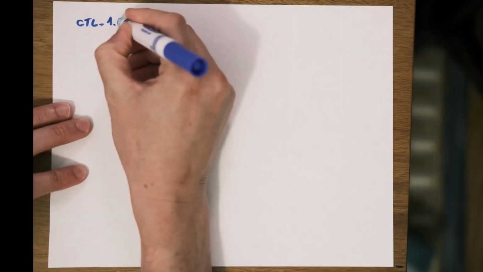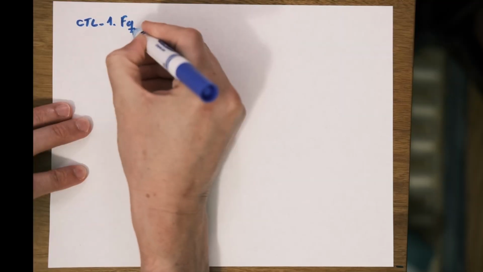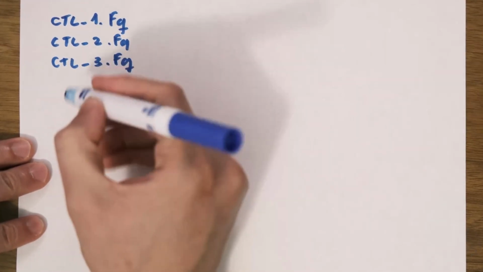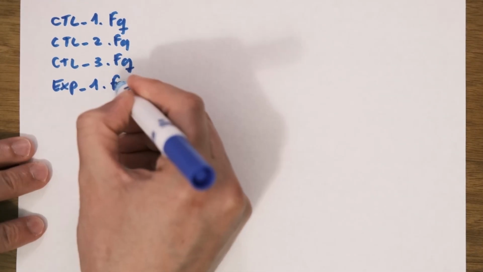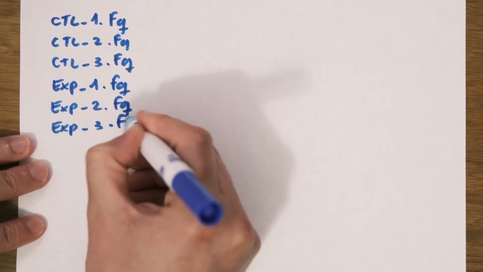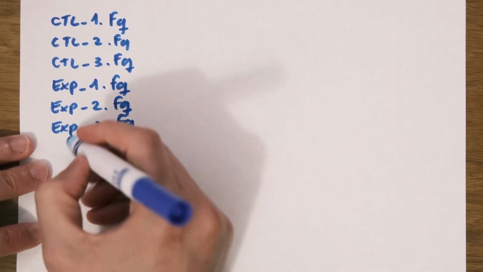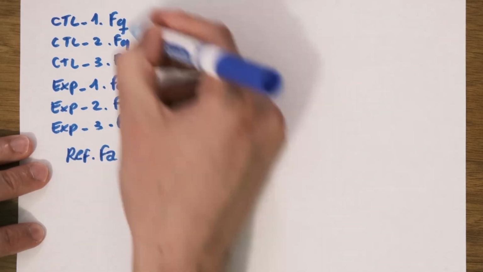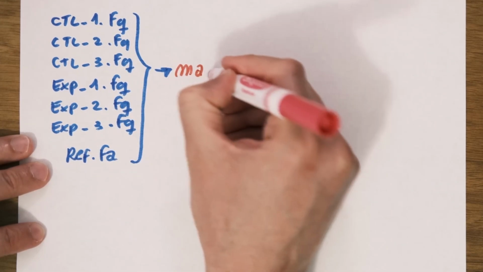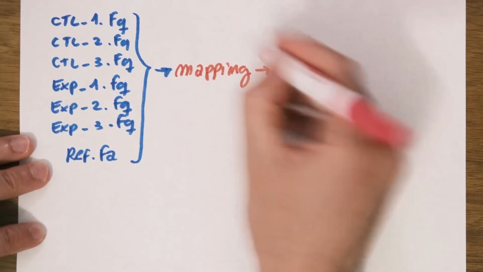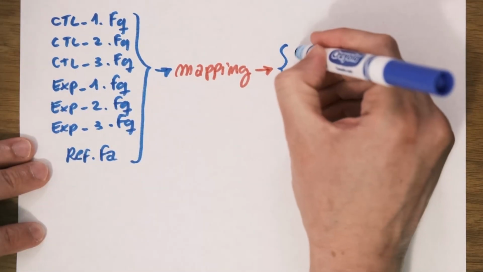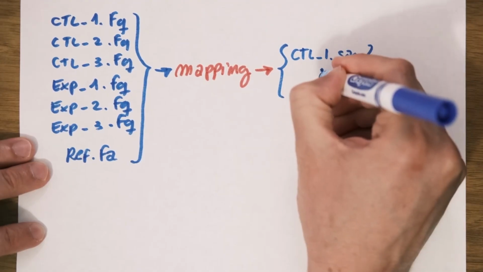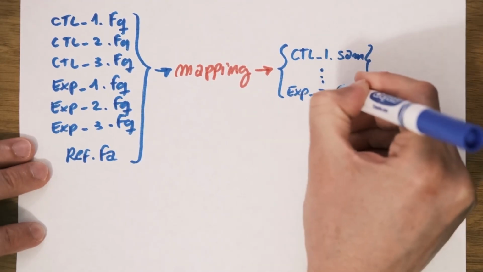Okay, this is what our pipeline would look like. First we are going to download a bunch of FASTQ files from control 1 to control 3, and the same for the experimental FASTQ files, experimental 1, 2, and 3. We also are going to download the reference FASTA file that we are going to map all of these reads to. So the first thing that we are going to do is the mapping, and this will lead us to the control 1 SAM file, and all the way down to the experimental 3 SAM file.